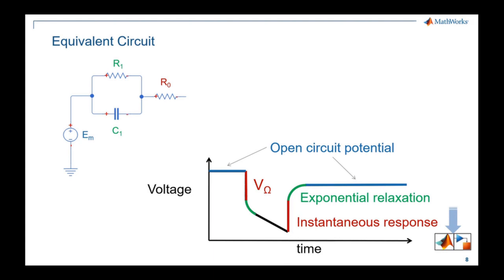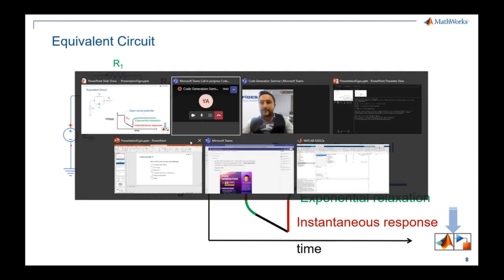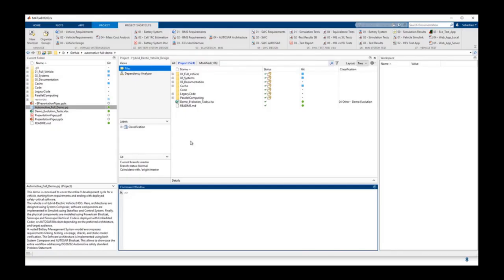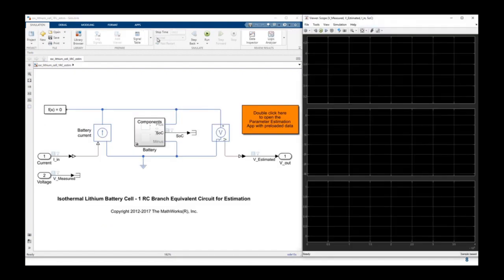So now let me jump to MATLAB and Simulink. I will open the very first model, which is this one, this cell 1RC estimation. And this is how the model looks like.